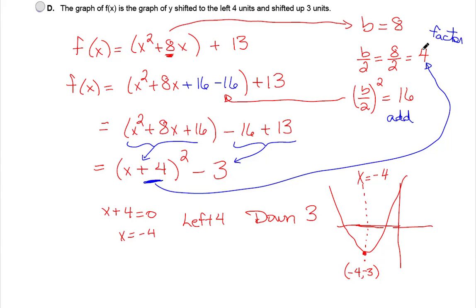Factoring the inside, remember our plus 4, it's x plus 4 squared. So what do I see? I see 1, it's looking upward because a is 1, positive. We got shifted down by 3 because of the minus 3. This part, x plus 4 is 0, x is minus 4. So we moved left by 4, down by 3, making the vertex minus 4, minus 3.